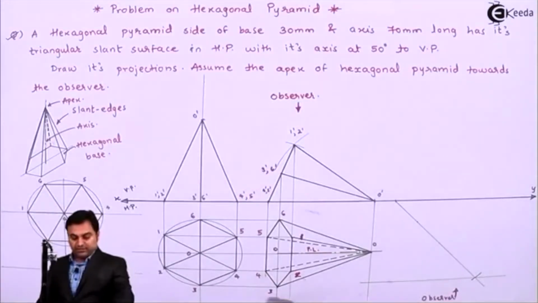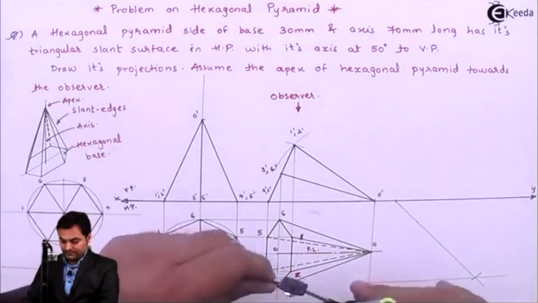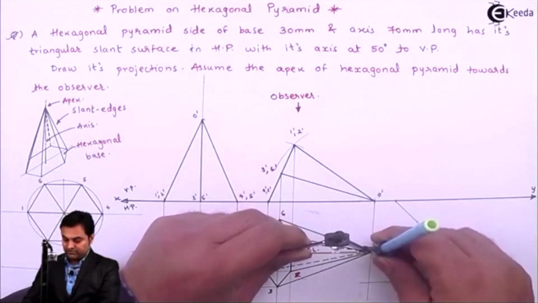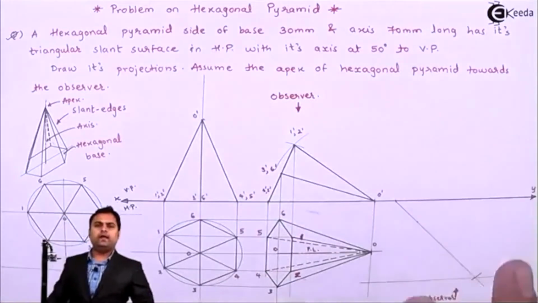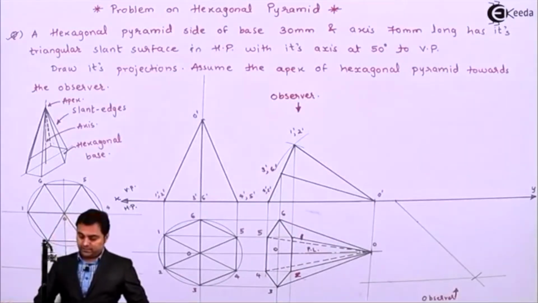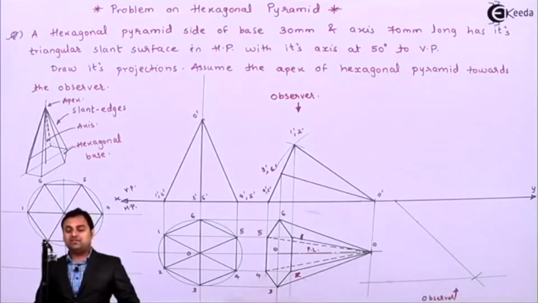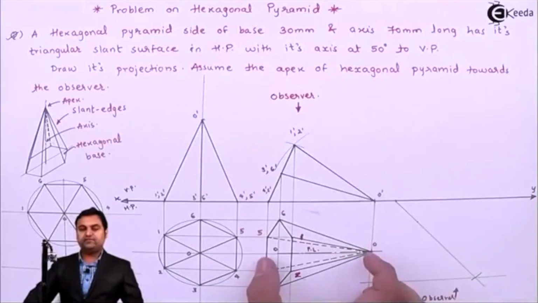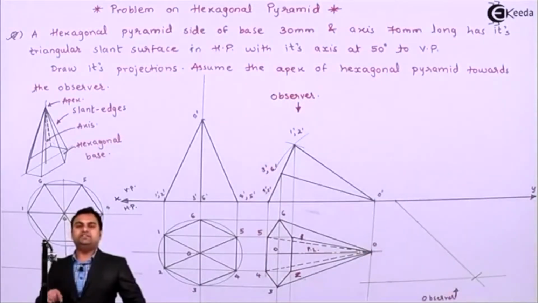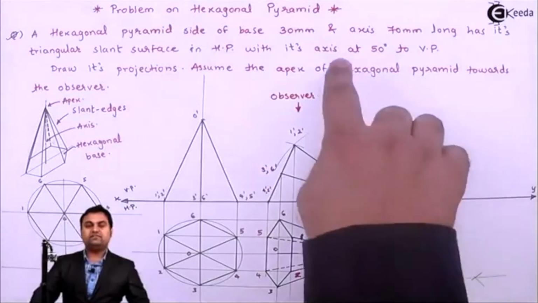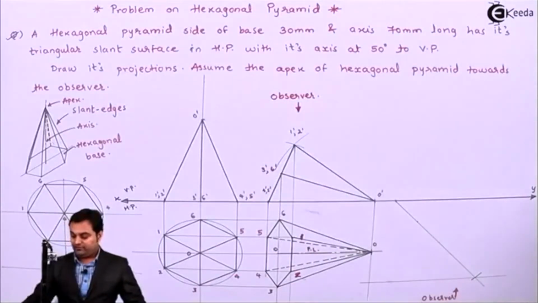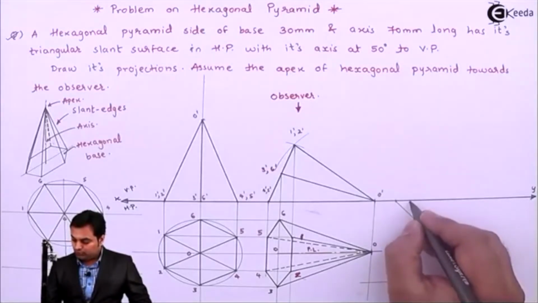Next, I'll measure the apparent length of the axis. This method is to be followed when the length is apparent, so the inclination will change. If in the question it would have mentioned that the top view of the axis is inclined at 50°, then directly we would have taken this length inclined at 50°. But here it is mentioned that axis is at 50° to VP, so this is the original length which is inclined at 50° to VP seen in HP.